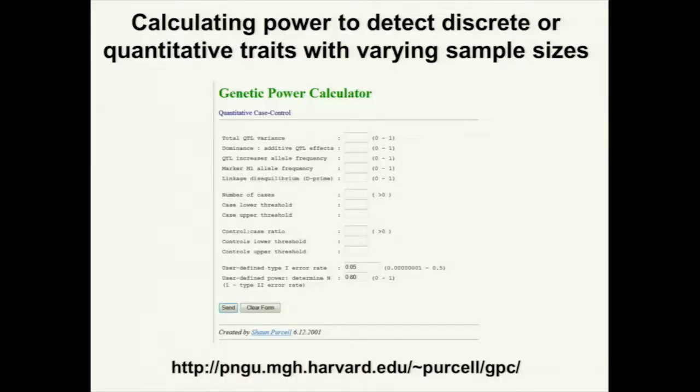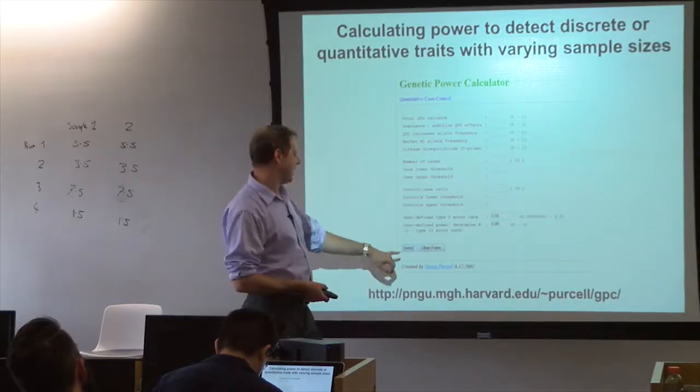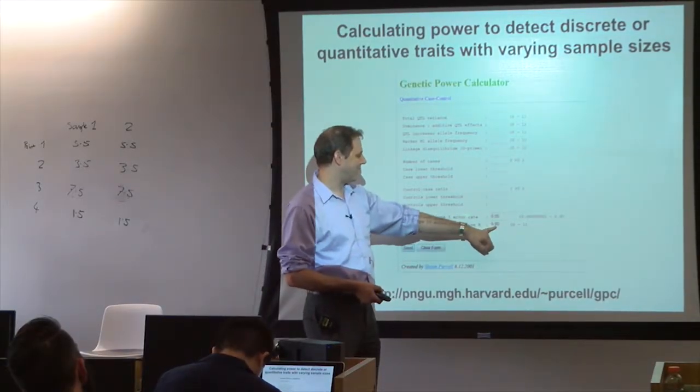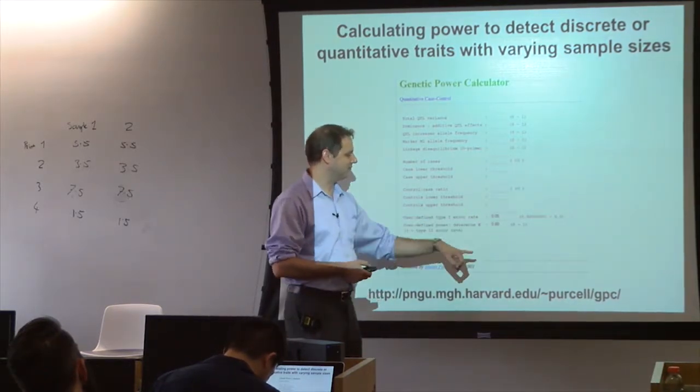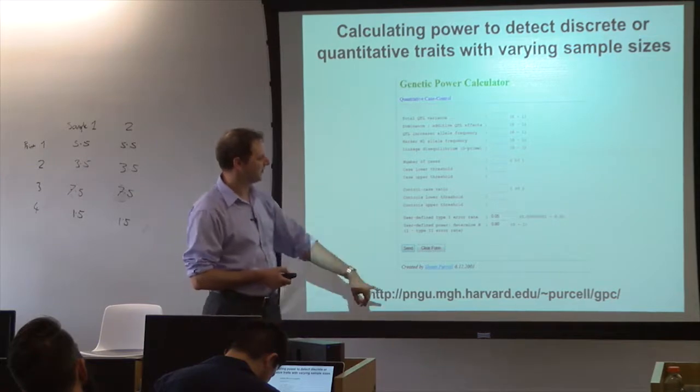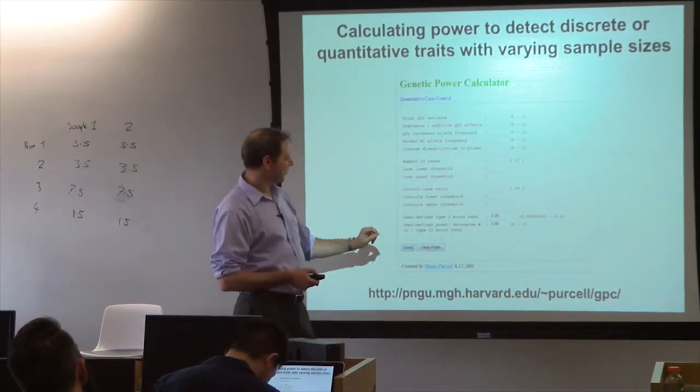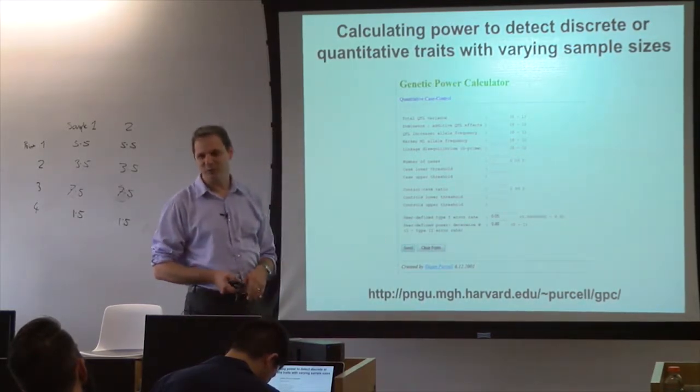There are various flavors of this website, you can do different versions. What's my ratio of cases to controls? What's the p-value that I'm going to say is significant? Here it's nominal significance, 0.05. And then you put in what power you want, what likelihood do you want to have of seeing that trait. So here it's 80%, and then it will return to you how many samples you need to do.